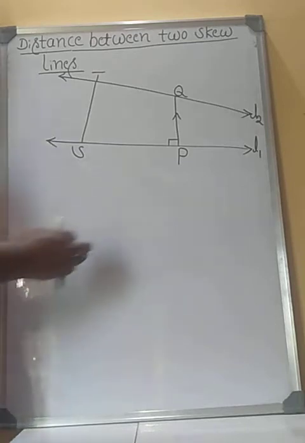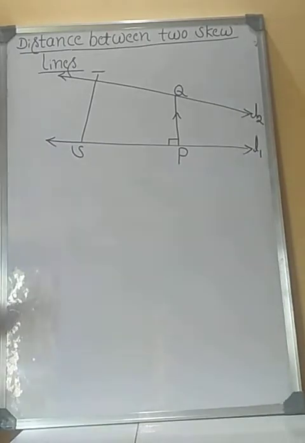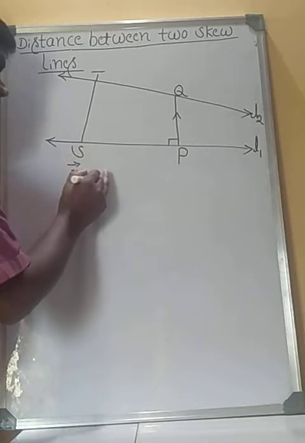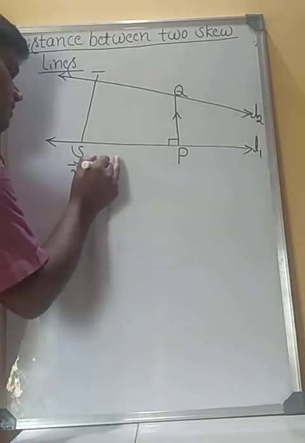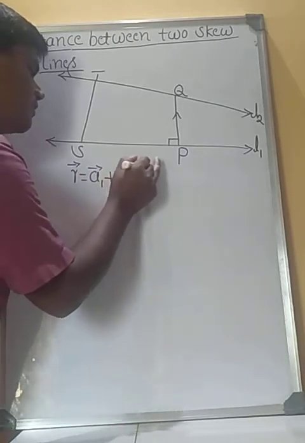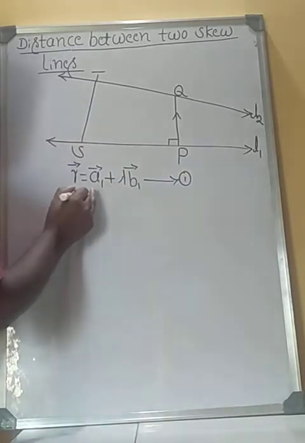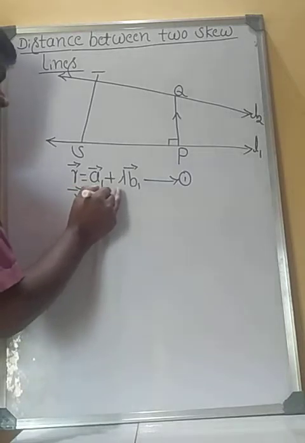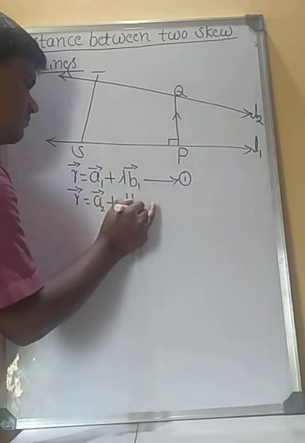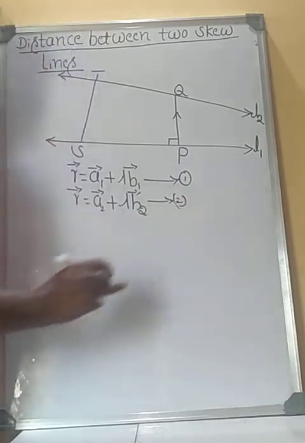Now, let L1 and L2 be two skew lines with equations r vector is equal to a1 vector plus lambda b1 vector, called equation number 1, and r vector is equal to a2 vector plus lambda b2 vector, called equation number 2.